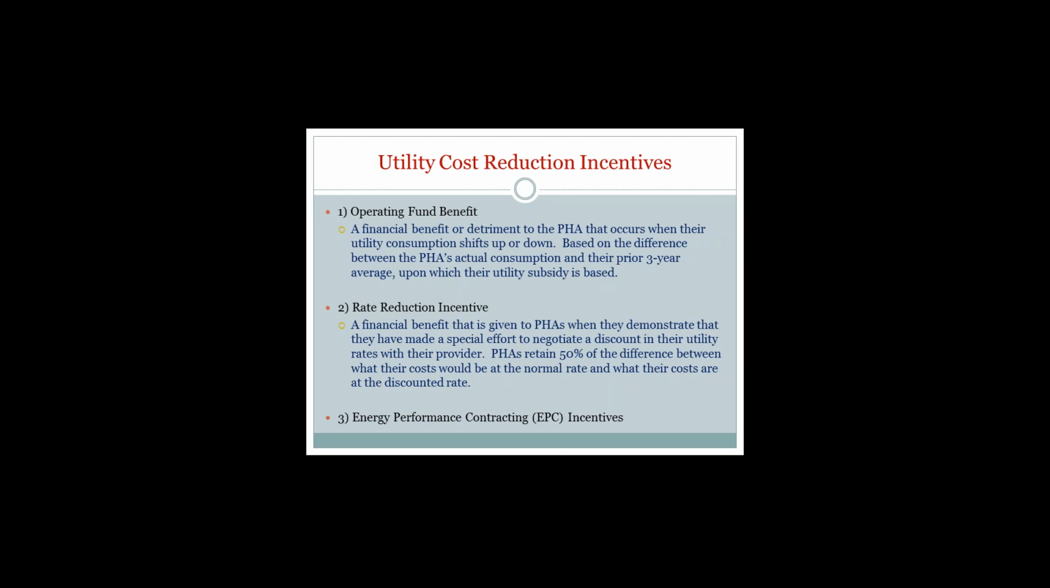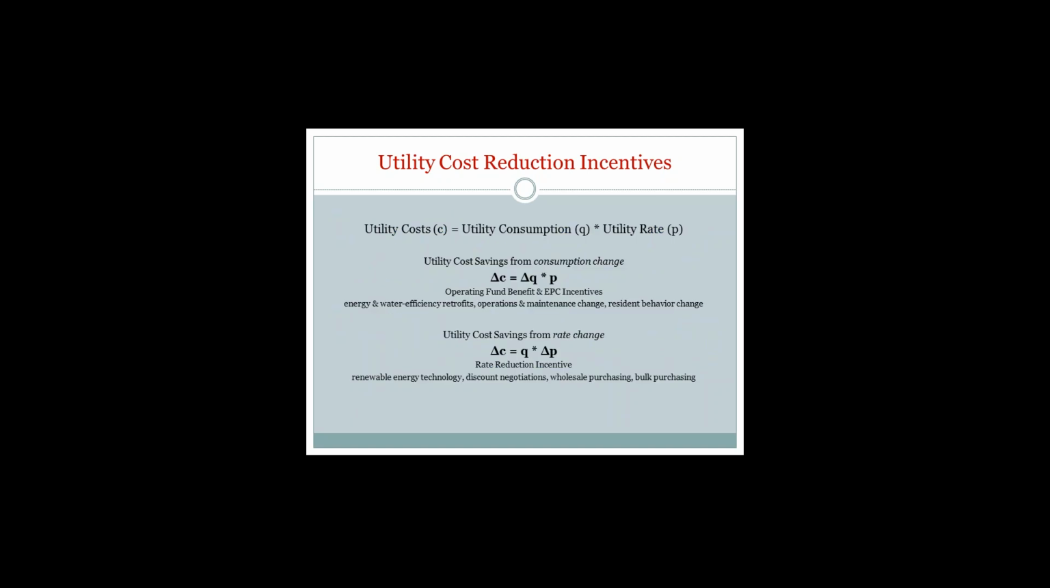These are the energy performance contracting incentives, and they focus on the consumption reduction. If you flip to the next slide, you'll see just basic math. The utility rate, consumption times rate, or quantity times price equals cost. So utility cost savings for all of our incentives are calculated as the difference in cost. If it's a consumption change, the change in consumption times the price or rate. Or if it's a rate change, the change in cost is equal to the quantity times the difference in the price or rate.